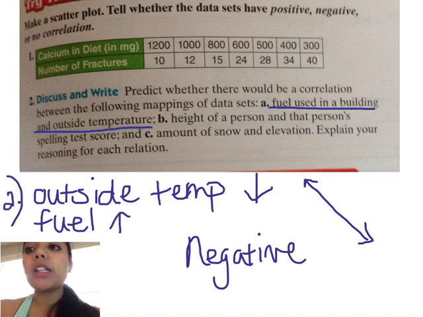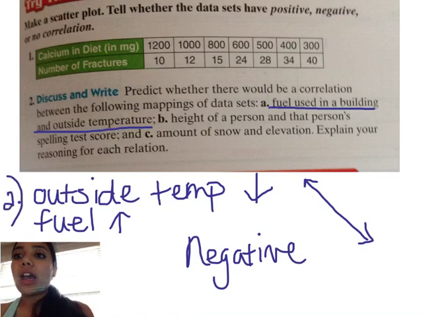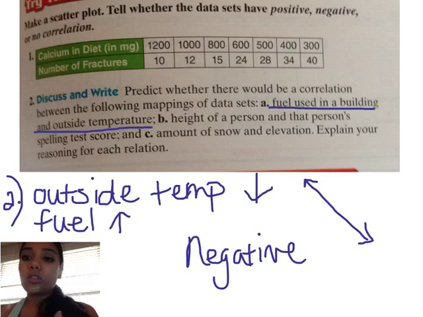I want you to try and do B and C and explain your reasoning for each relation. So height of a person and that person's spelling test score. Think about it. Amount of snow and elevation. Also think about that one. So correlation, no correlation, negative or positive.